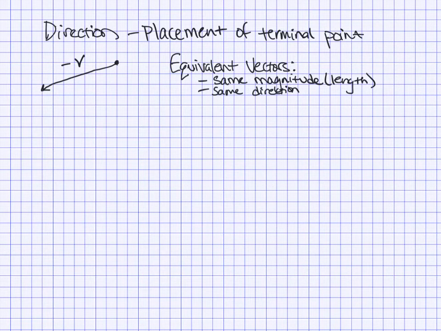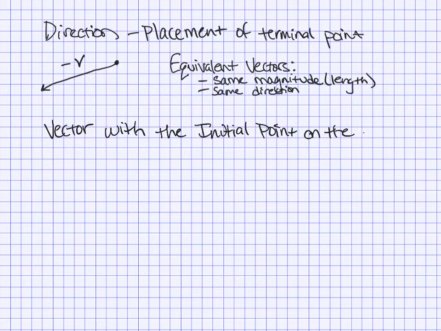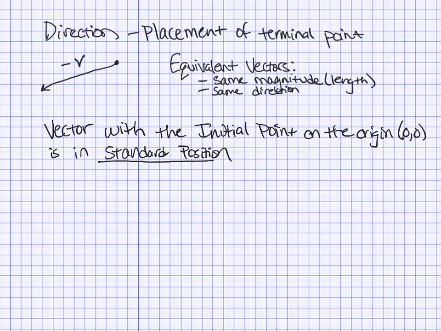So let's see. A vector with the initial point, so that's your P point, on the origin, so 0, 0, is in standard position. So I might give you 2 points and ask you, what does this look like in standard position?